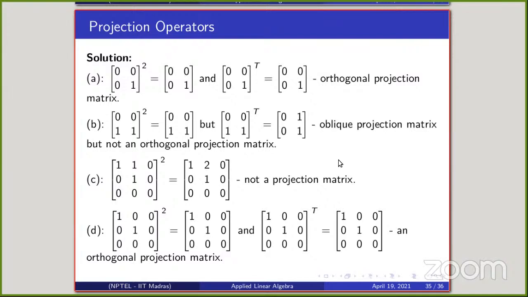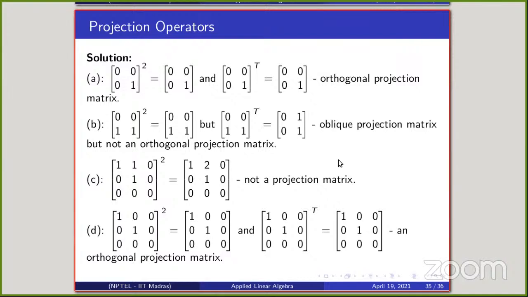The third option is 1, 0, 0 as the first column, 1, 1, 0 in the second column, all zeros in the third column. Squaring it, we get a matrix with 2, 1, 0 in the second column. So M squared is not equal to M in this example, so it is not a projection matrix at all.